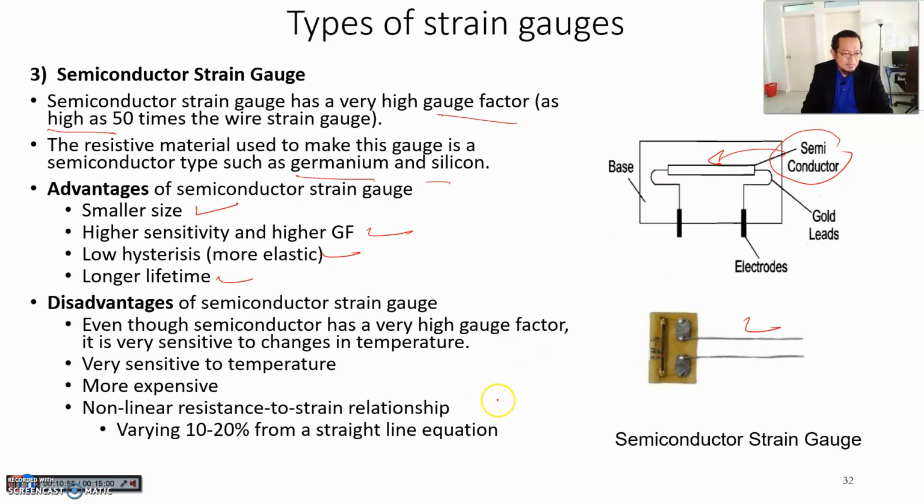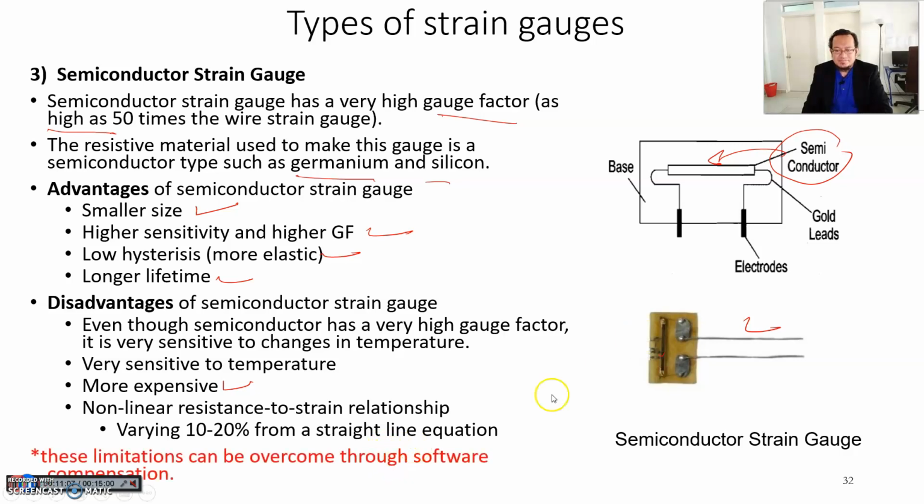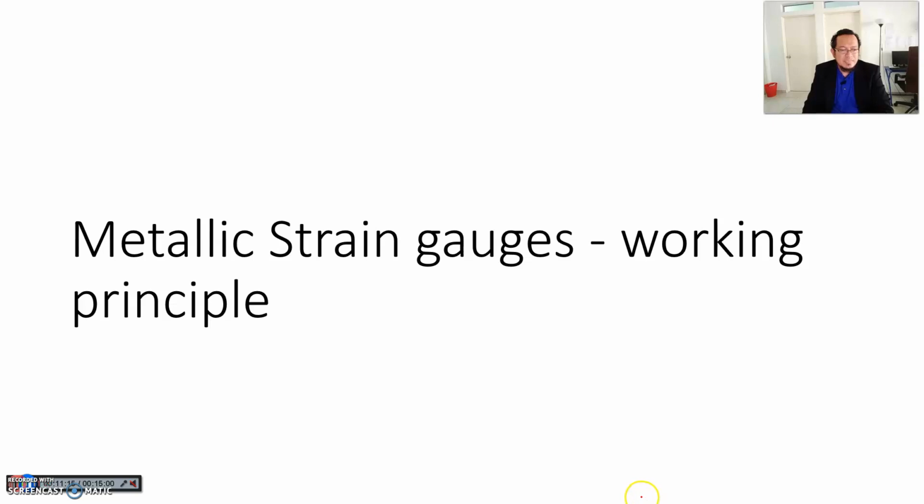It's also more expensive, of course, and it has a non-linear resistance to strain relationship. It's not totally 100% linear. These limitations can be overcome through software compensation, of course, but it will cost you more to buy a semiconductor strain gauge. So okay, we'll stop now, and we'll move on to the next video.